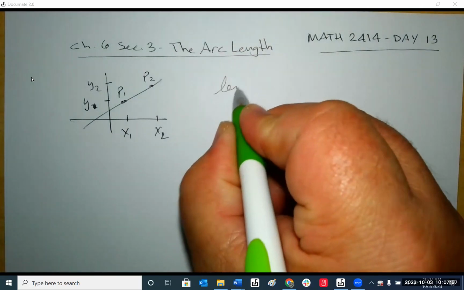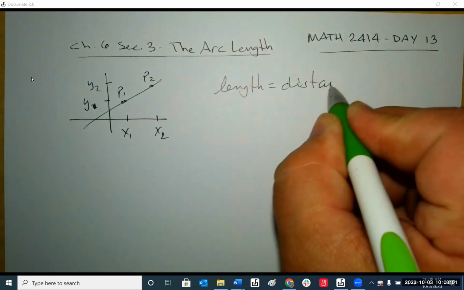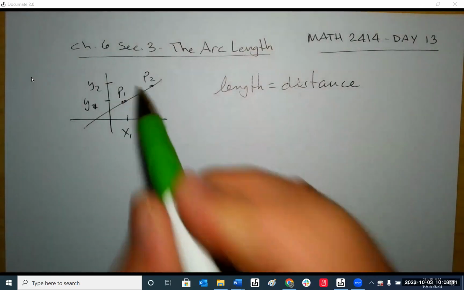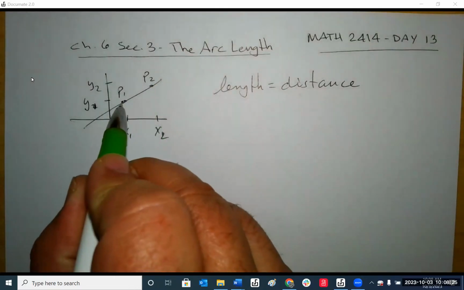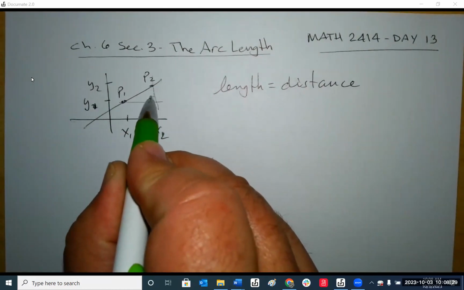The length or the distance between 2 points. How do we find in algebra the distance between point 1 and point 2? Not the slope. Let me give you a hint. That's slope.